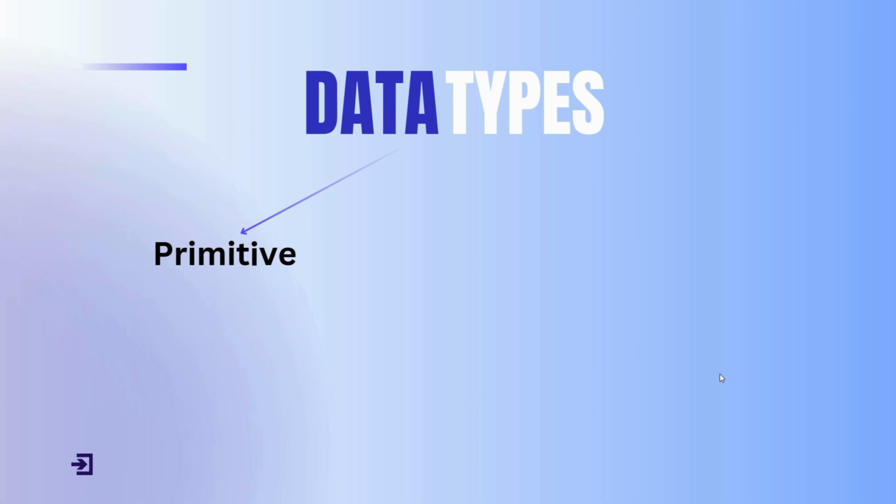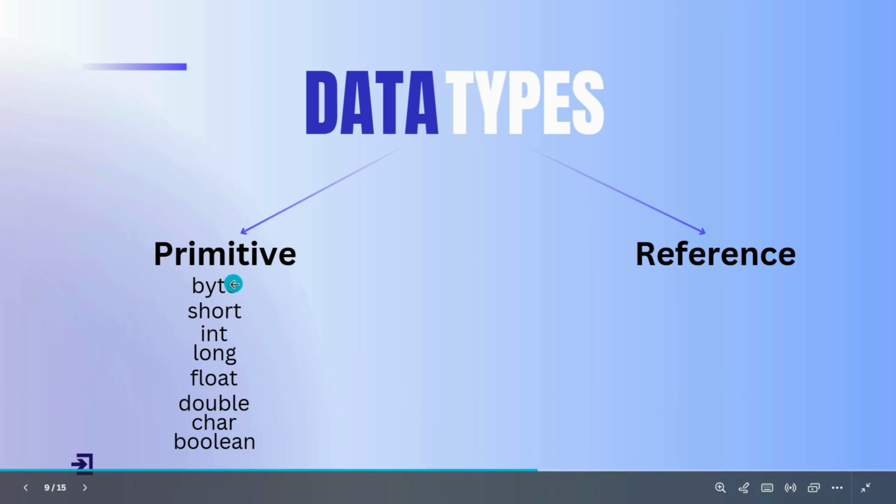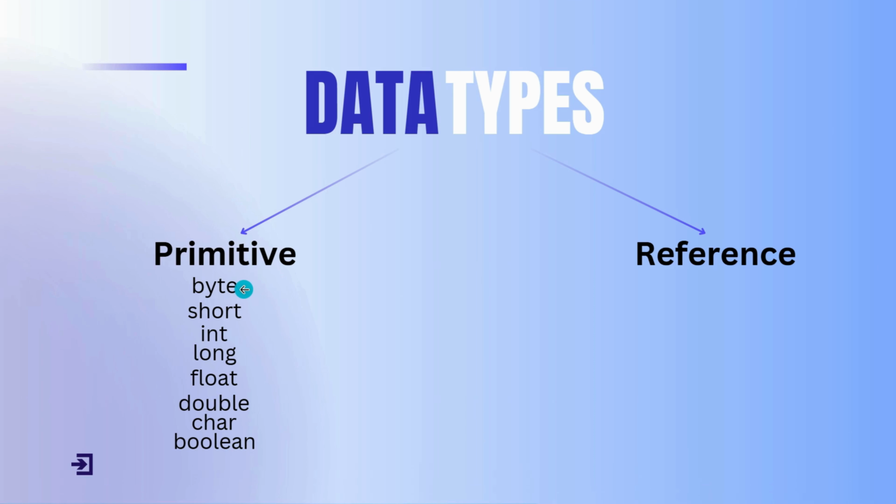There are two types of data types: primitive and non-primitive, also called reference. In primitive we have byte, short, int, long, float, double, char, boolean. These are the things that we are using in primitive data types. These things you have to understand. Byte is the smallest one which we will use, and short is somewhat bigger than byte, then int.